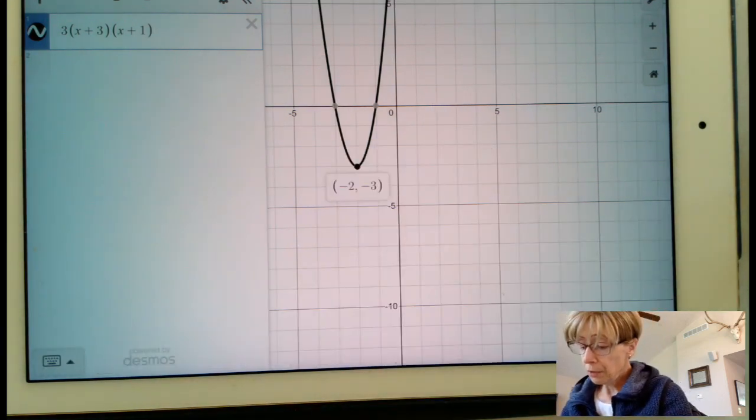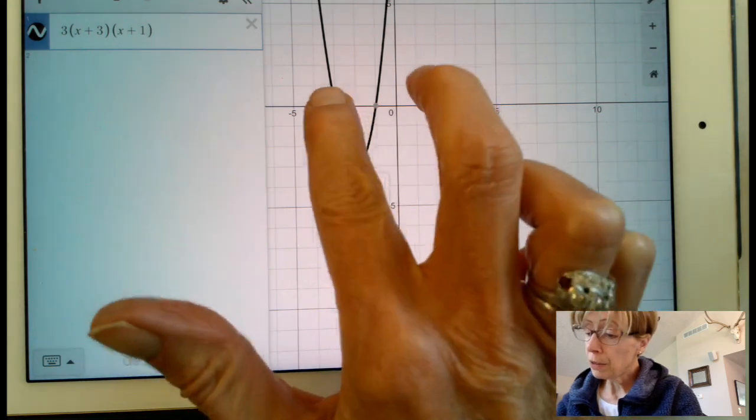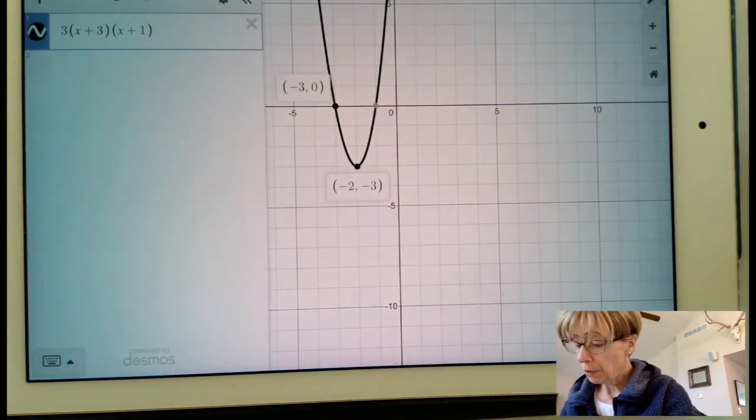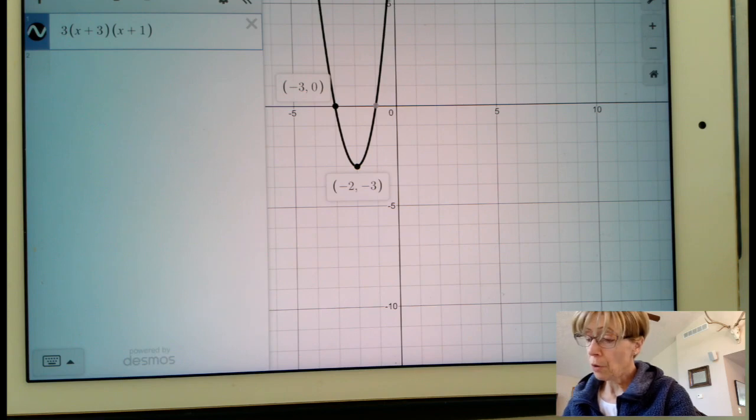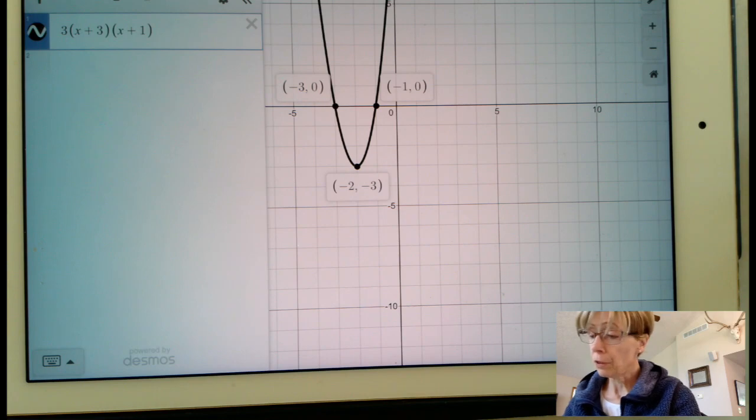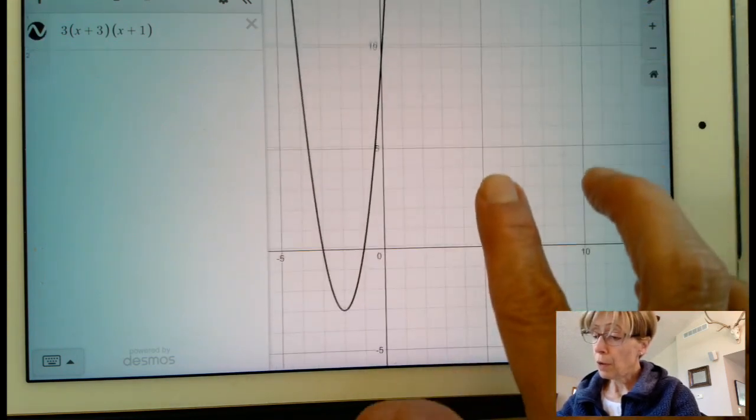We also have an x-intercept here of -3, 0. And again, an x-intercept is also known as a 0 of the function. -1, 0 is another 0 or x-intercept of the function. If we scroll up here a little bit, we can find our y-intercept, which happens to be 0, 9.